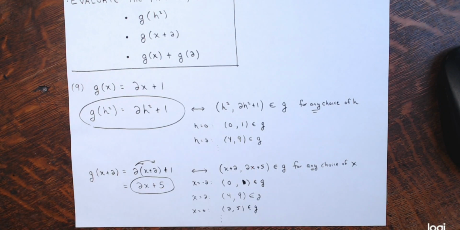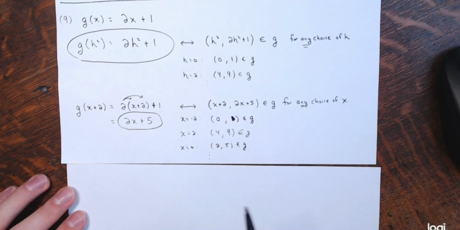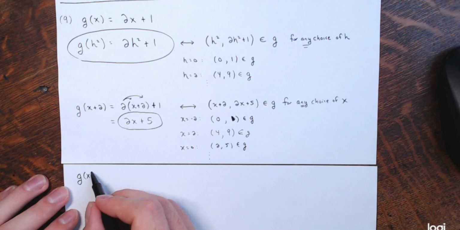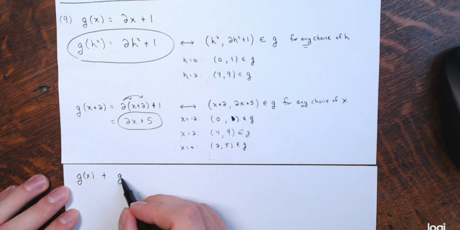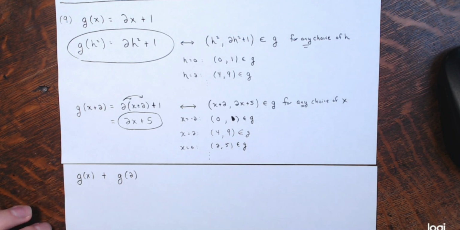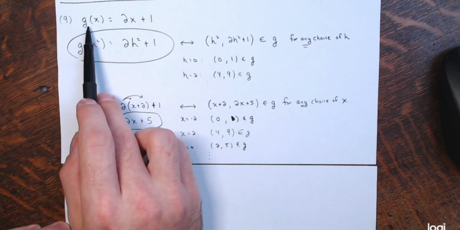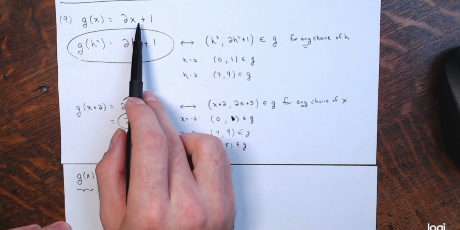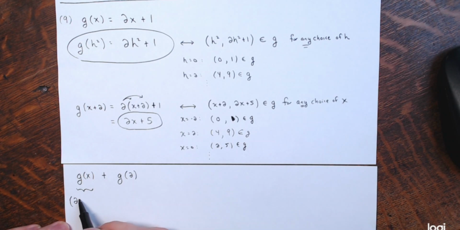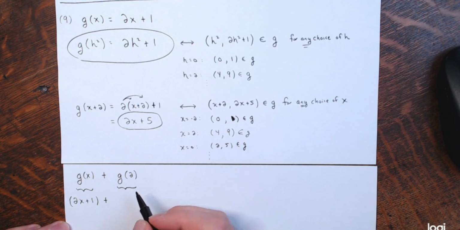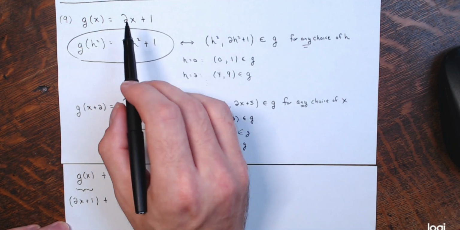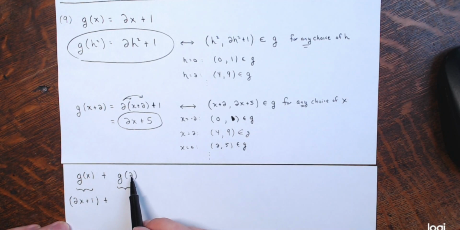And then the last part, this is a little different. Because we got G of x, we're asked to find G of x plus G of 2. Now G of x, we already know. Right? G of x is right here. It's this expression, 2x plus 1. So that's replacing G of x. Plus, and then G of 2, we see from here is 5. Right? When the input of G is 2, the output is 5.